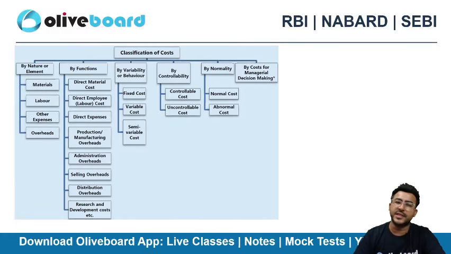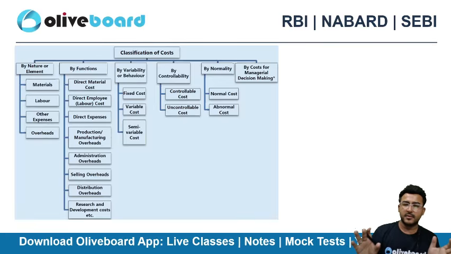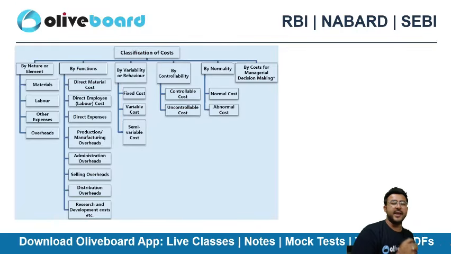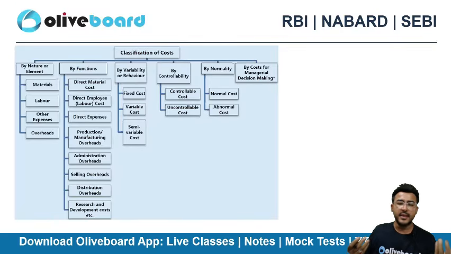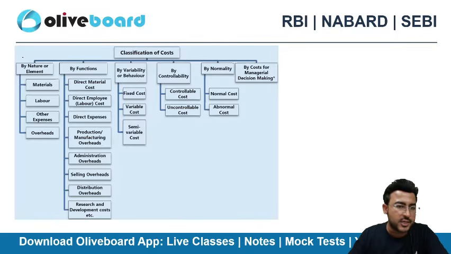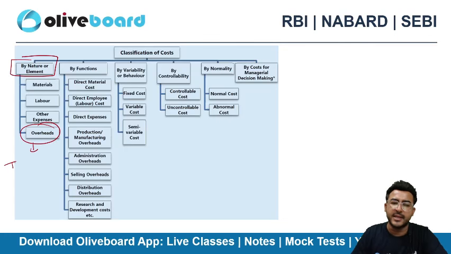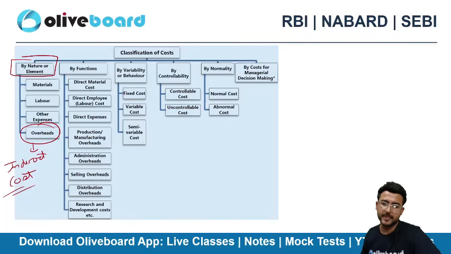Next is the classification of cost. So here is a table. You need to have a basic understanding of how we classify the cost. Let's suppose if I talk about the basis of nature, then material, labor, other expenses and overhead. What do you mean by overheads? It is nothing but indirect cost. Overheads are nothing but my indirect cost, right?